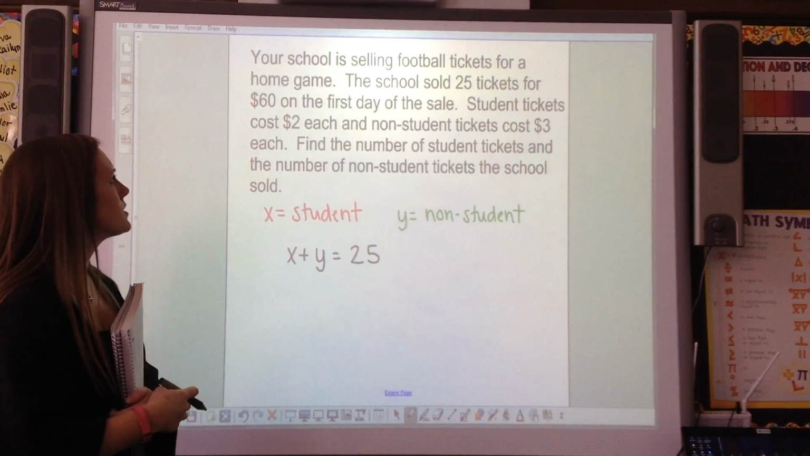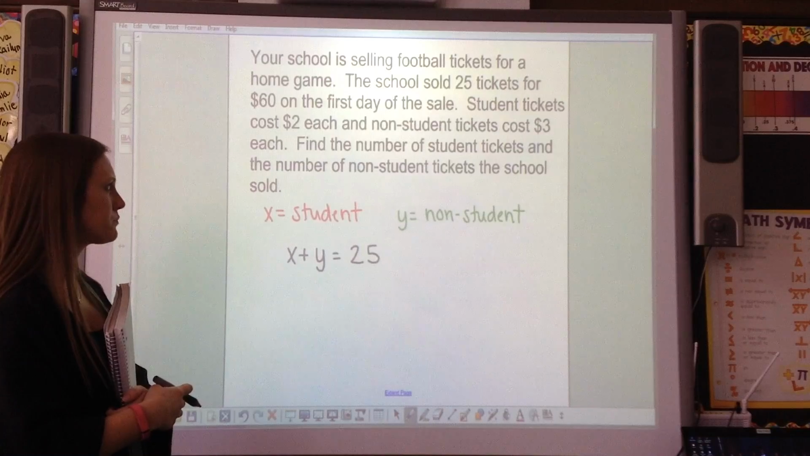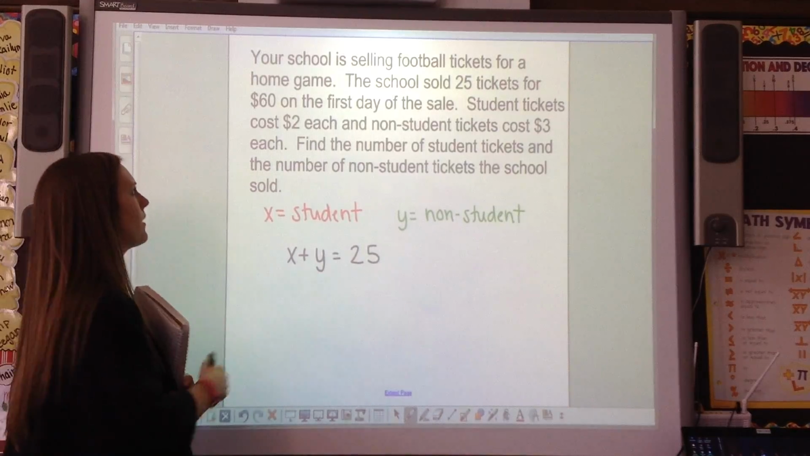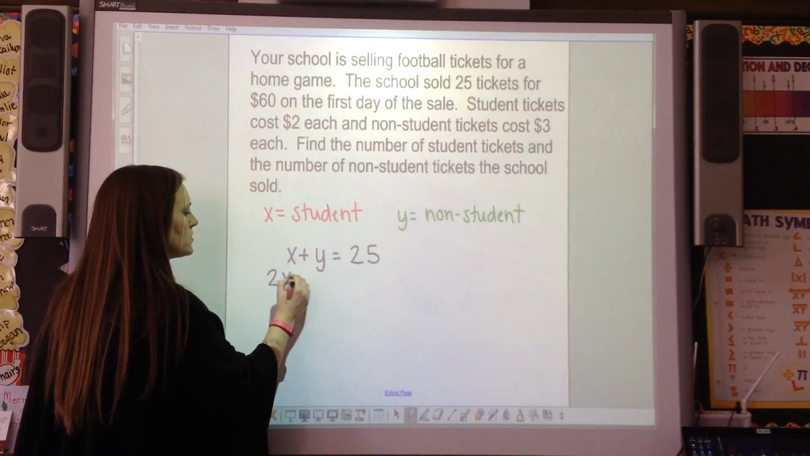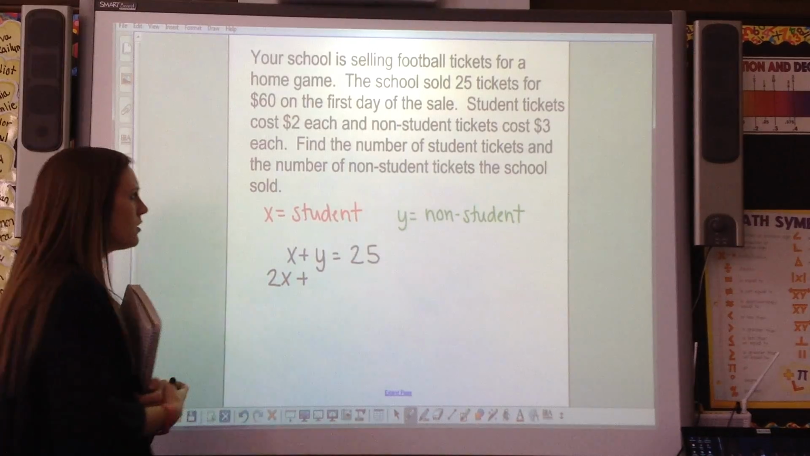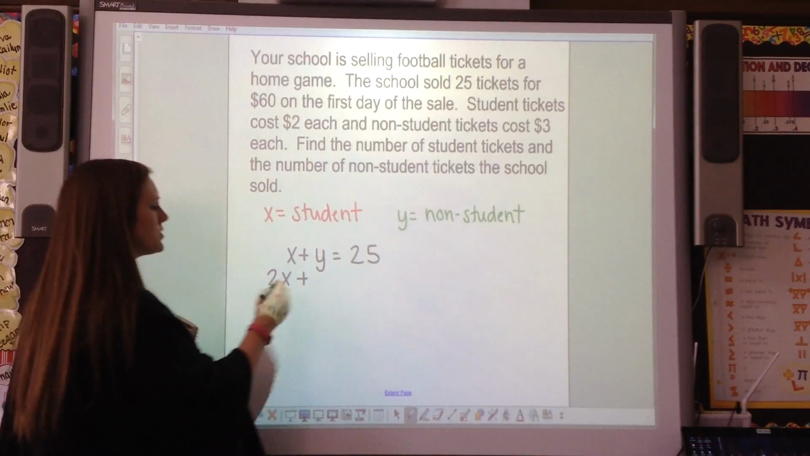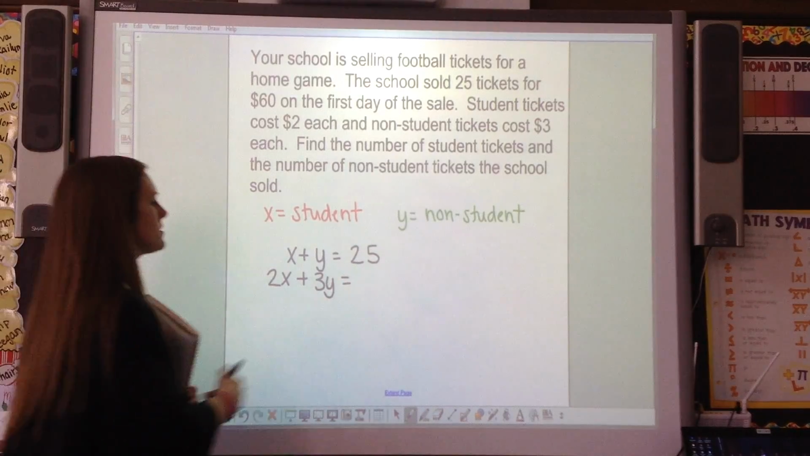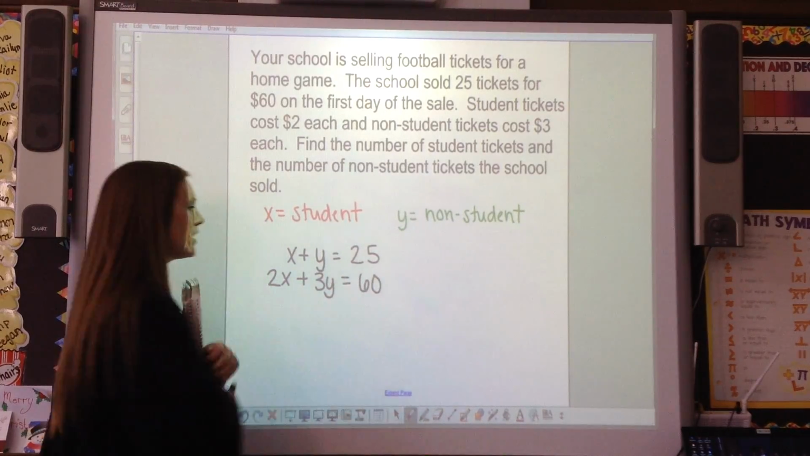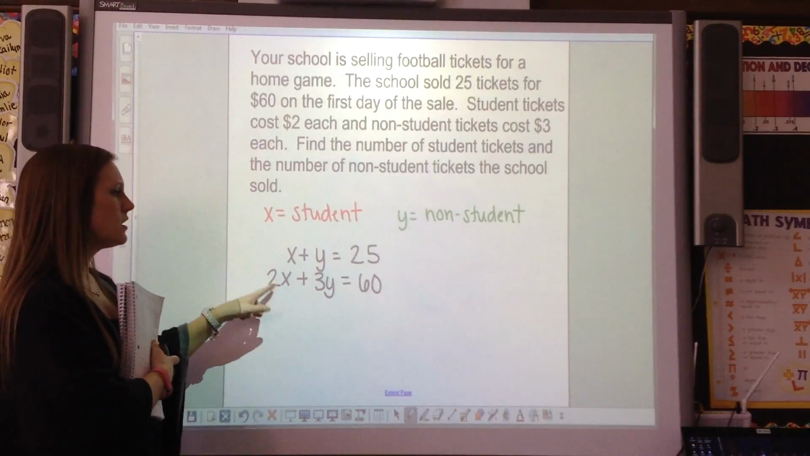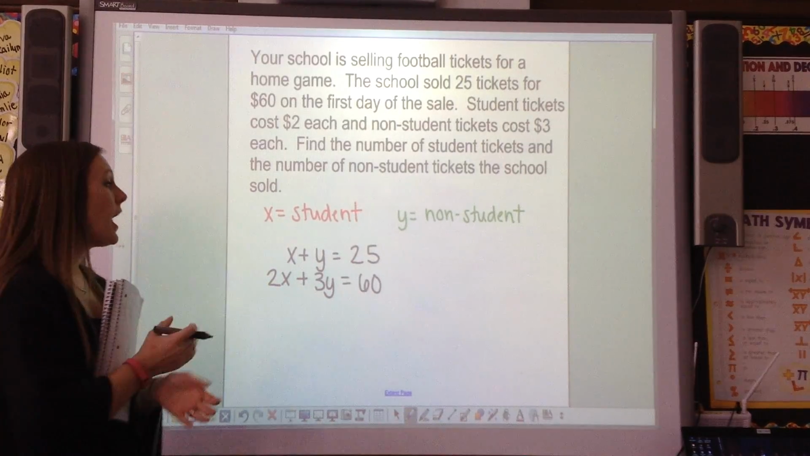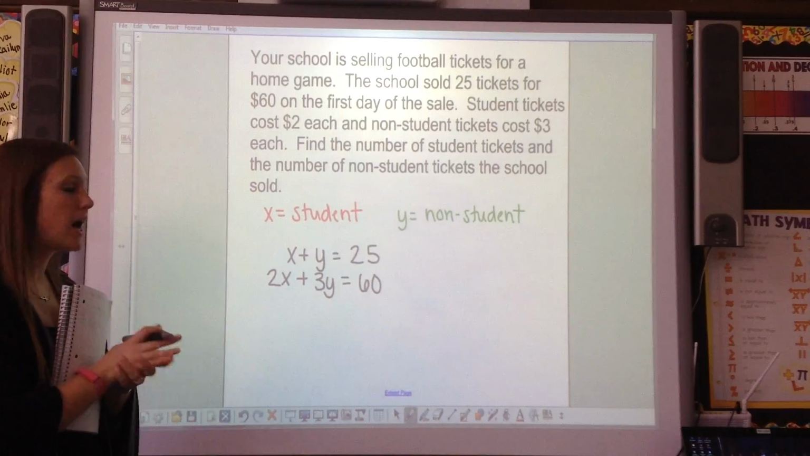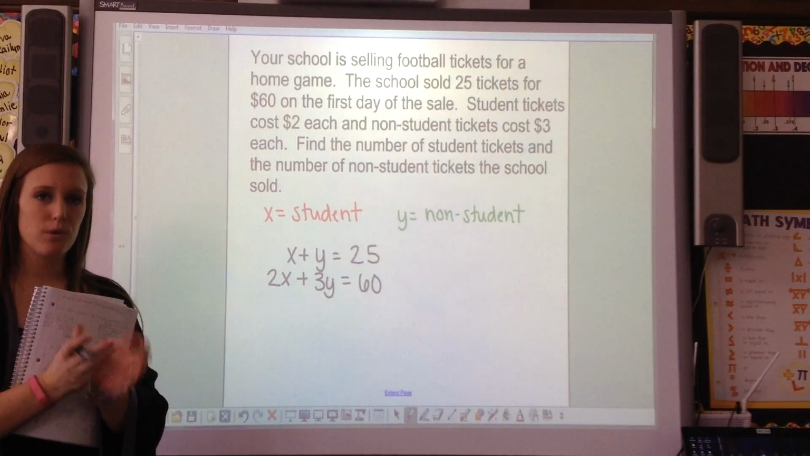Our next equation is going to deal with the costs. Student tickets are $2. So 2 times the number of student tickets. $3 is the non-student tickets. 3 times the non-student equals a total of $60. So again, I have one equation that just deals with tickets. The other one deals with money. I have a system of linear equations, so now I can try to find an ordered pair.